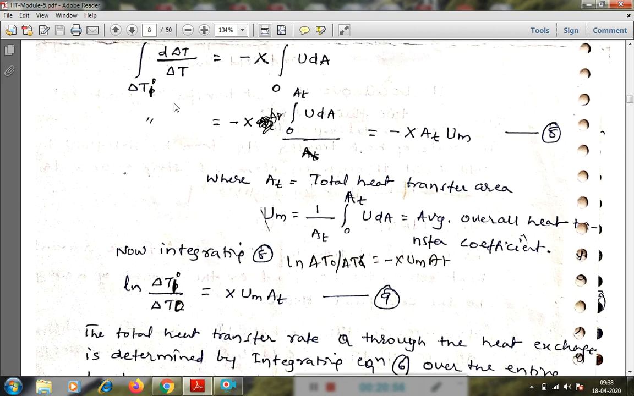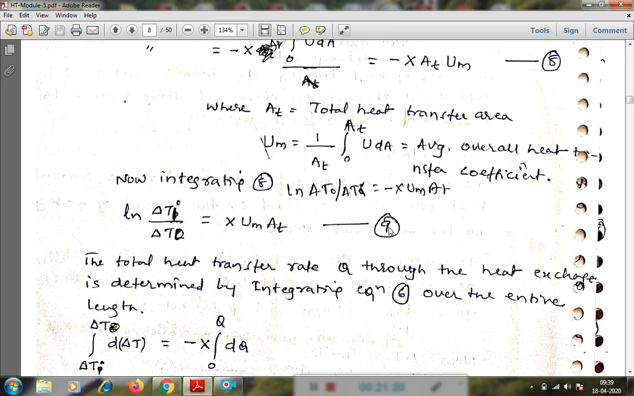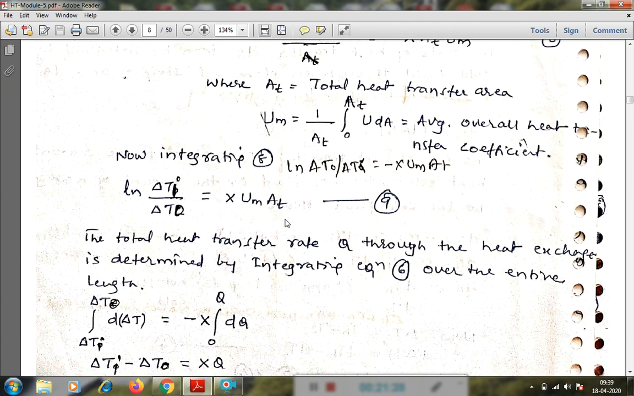After integration we get ln of delta T within the limits: ln of delta T naught minus ln of delta Ti. With simplification, ln of delta T naught by delta Ti is equal to minus x UM AT. If you rearrange and take the negative sign to the other side, we get ln of delta Ti by delta T naught is equal to x UM AT.